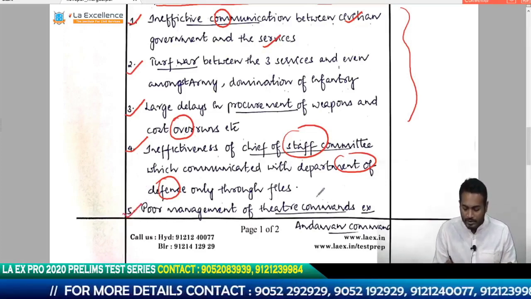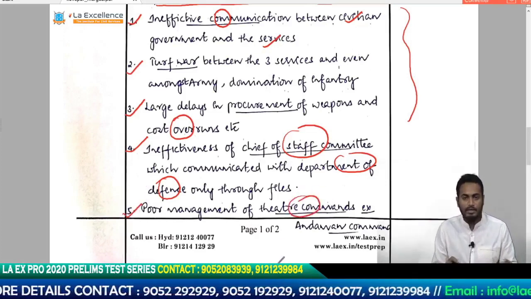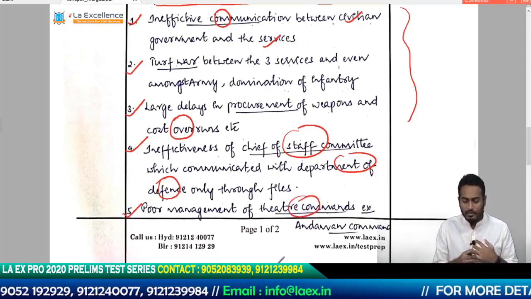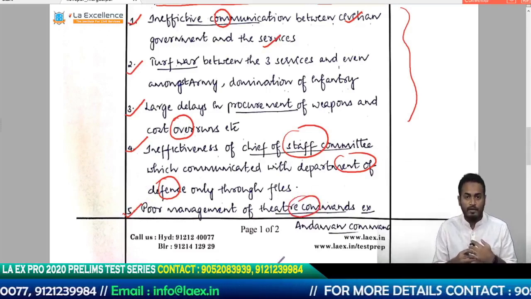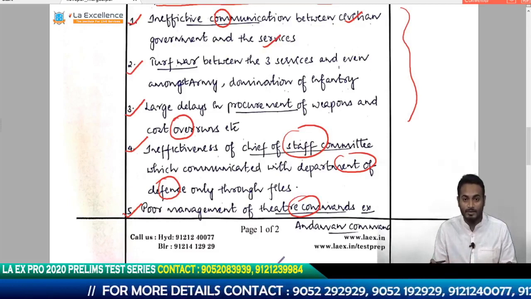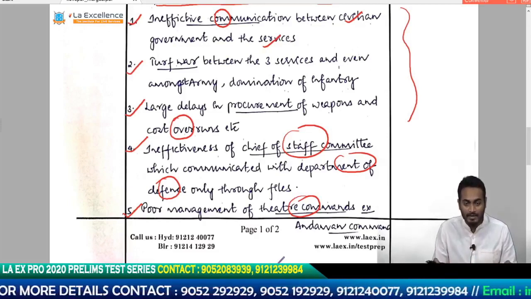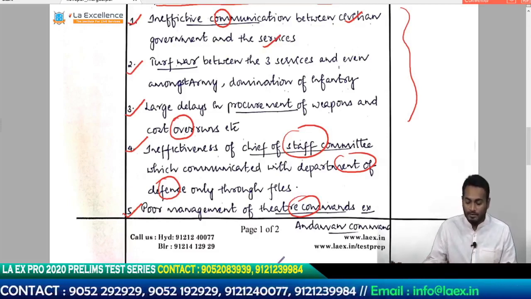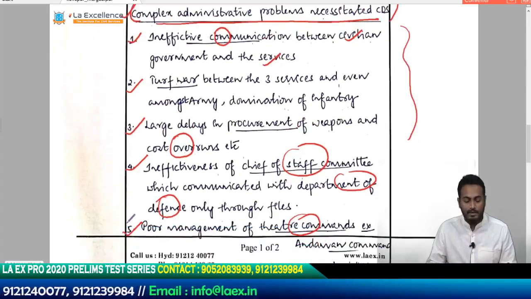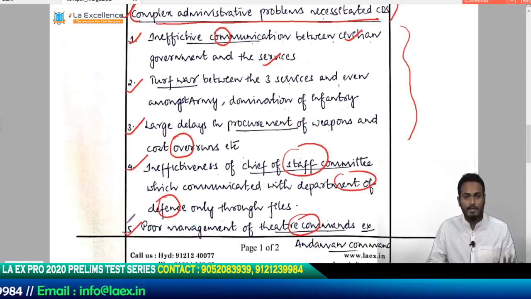Poor management of theater commands. India has one theater command, that is Andaman Nicobar command. I want you all to go back and Google if China has theater commands, or does it have only theater commands and so on, or does it have integrated commands. I want you all to Google this. This is good for your knowledge. Okay, so these are the problems, and he has established a few problems, about 5 or 6 problems. He has clearly told me that these have led to the creation of the CDS post.